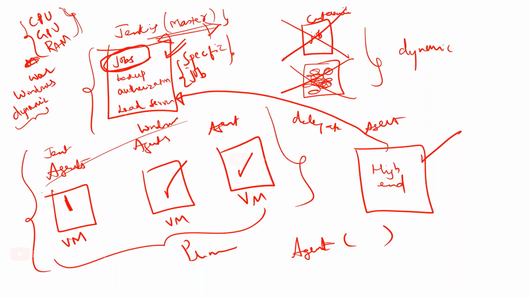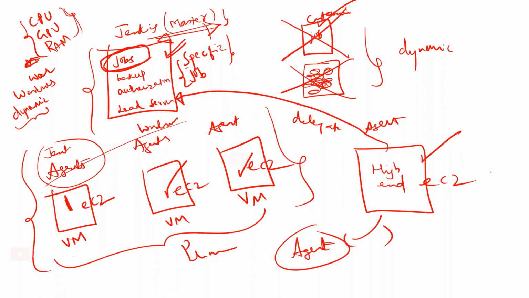If you want to run it as a Docker container, then the agent will change. It's like you're giving the name of the person to whom you want to delegate that job, but in this case, the persons are nothing but your agents. These are all VMs. This is an EC2 instance, this is an EC2, this is an EC2. Even your Jenkins instance is also an EC2.